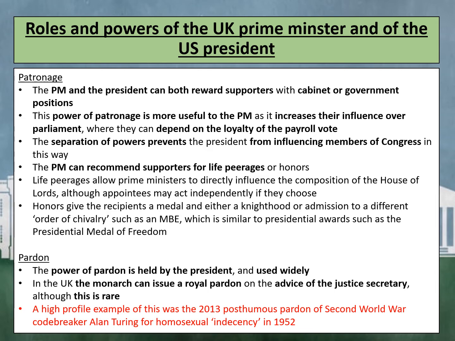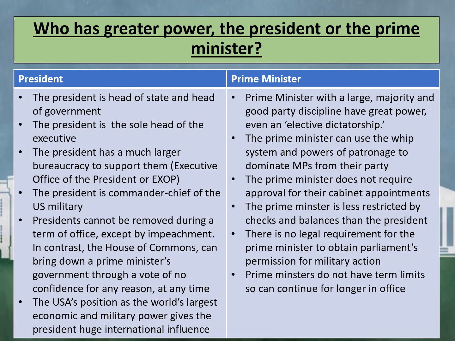We also have the power of the pardon. The power of the pardon is held by the President and is used widely. In the UK, the monarch can issue a royal pardon on the advice of the Justice Secretary, although this is very rare. A high-profile example of this was the 2013 posthumous pardon of Second World War codebreaker Alan Turing for homosexual indecency in 1952.